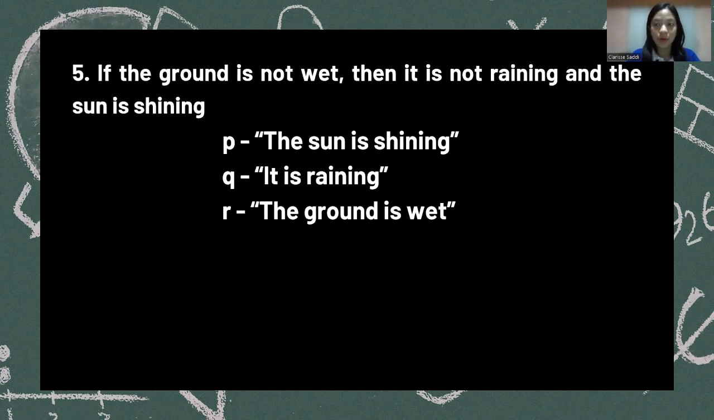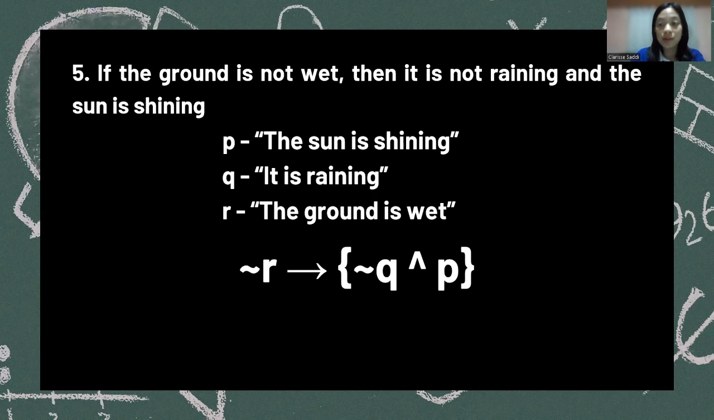And lastly, for the fifth example, we have if the ground is not wet, then it is not raining and the sun is shining. So we have three statements or three letters here, and of course, as you can see from the example statement, there are more than two connectives. So here we will be also using brackets to avoid any confusion.